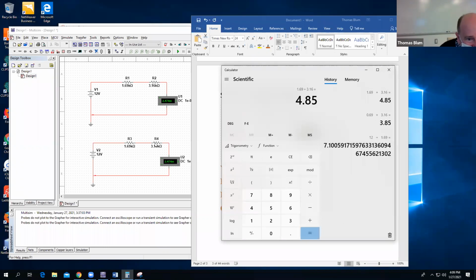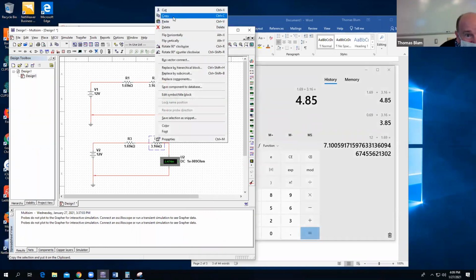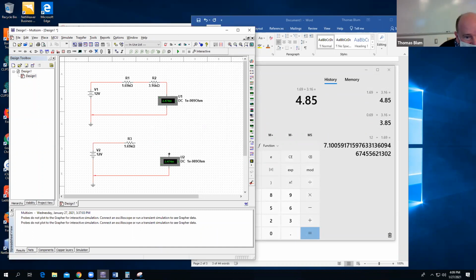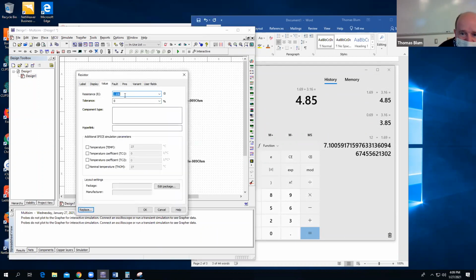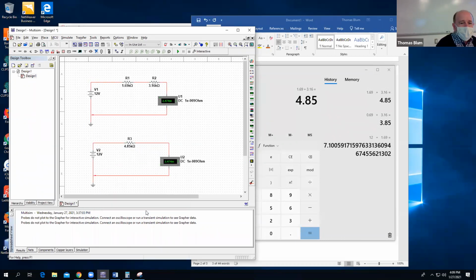So I'm going to take 4 out of the picture, rejoin the circuit, and then I'm going to right-click on this guy and change him, keep the K, but make this 4.85. And now I have 2 circuits that are supposed to be equivalent. I'm going to run them both.